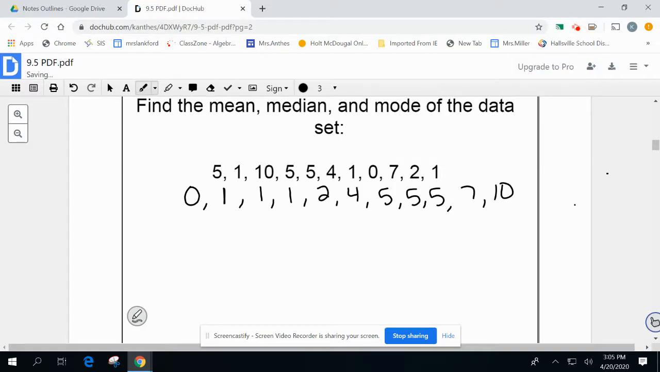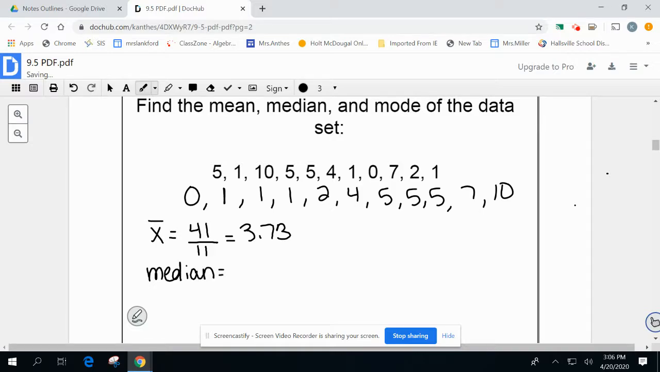Okay, I went through and I wrote them in order. So now I'm going to find the average. In order to find the average, you have to add them up and divide by how many there are. If I add these up, I get 41, and then there are 11 numbers. So that equals 3.73.